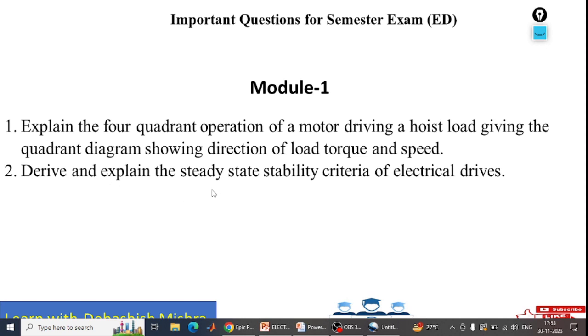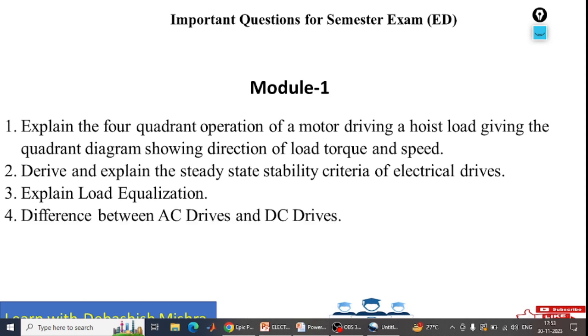Going to the second question: derive and explain the steady state stability criteria of electrical drives. Steady state stability, module 1, very important question. You prepare accordingly. Explain load equalization. Sometimes this load equalization question comes as a 2-mark question, but according to the syllabus I have prepared it as a long question. So you prepare for both long question and short question.